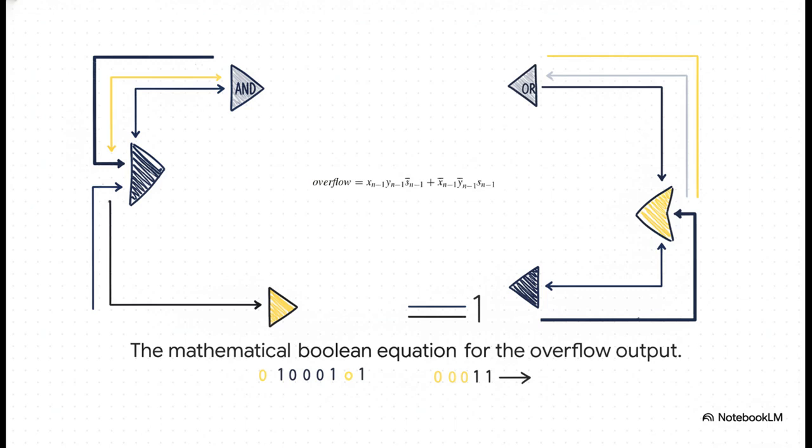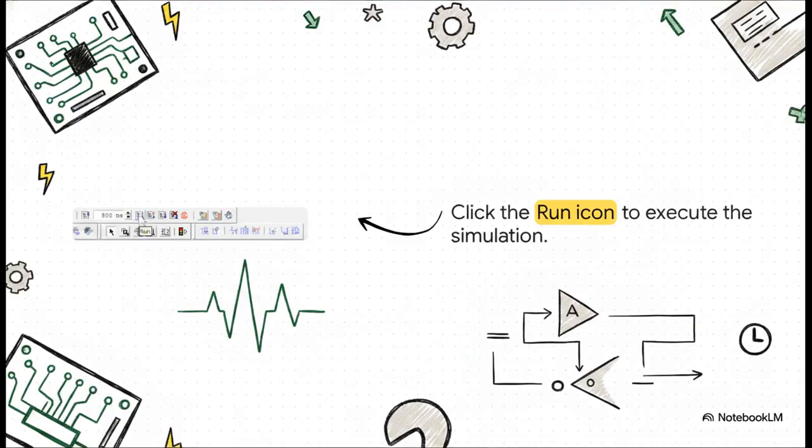This brilliantly illustrates the mathematical brain inside our code. It's the Boolean equation governing the overflow output of our 4-bit adder. Remember, our simulation isn't just drawing pretty pictures. It's calculating this exact formula, bit by bit, to tell us if adding our two numbers exceeds the capacity of our 4-bit system. All right, with that logic in mind, head up to your toolbar.